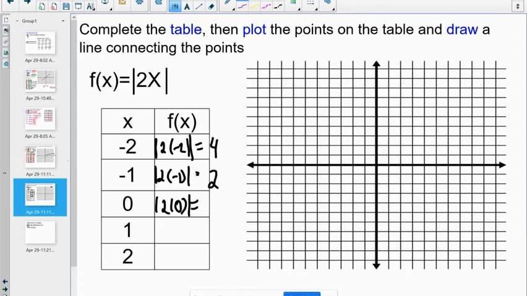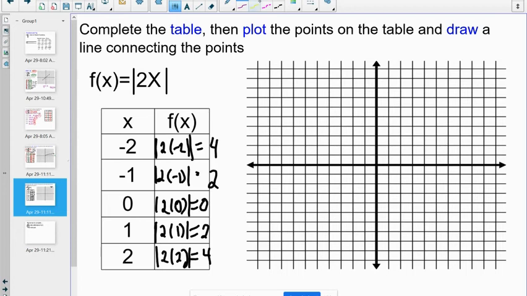An absolute value of 2 times 0. 2 times 0 is 0. Absolute value of 0 is 0. Now we have absolute value of 2 times 1. 2 times 1 is 2. Absolute value of 2 is 2. Now last but not least, we have the absolute value of 2 times 2, which is positive 4 because it's always positive, and 2 times 2 is 4. An absolute value of 4 is 4.